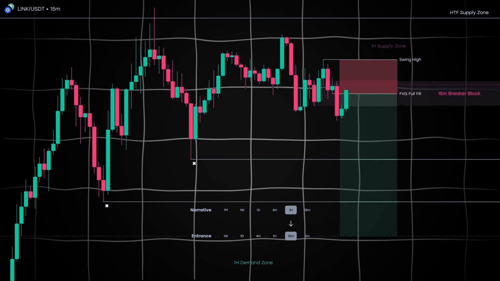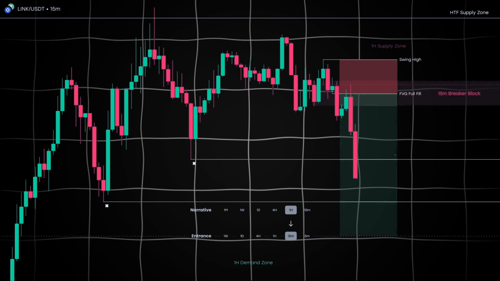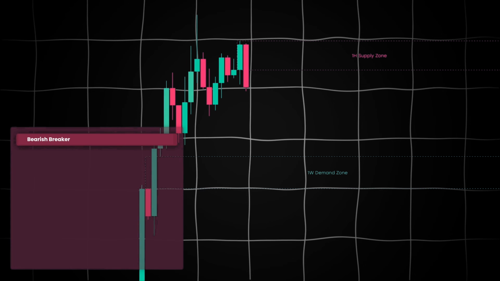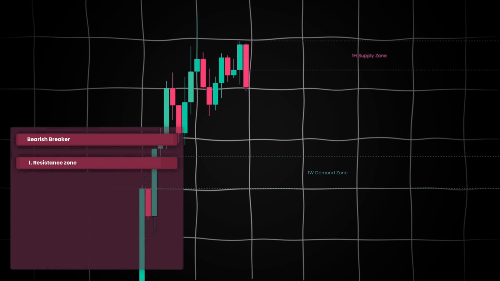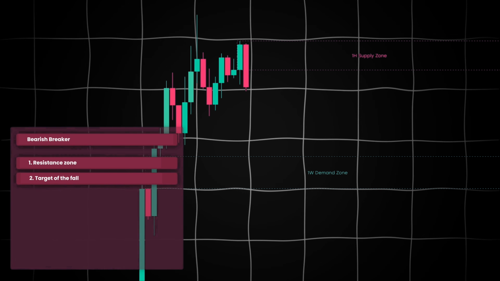The limit order was filled, and since there was no inefficiency left in the breaker range, the decline continued immediately. So, in order to trade a bearish breaker, you need to identify the resistance zone from which a reversal will form, and then determine the target for the upcoming decline. This is done on higher time frames.